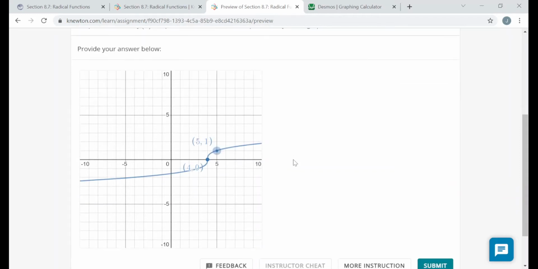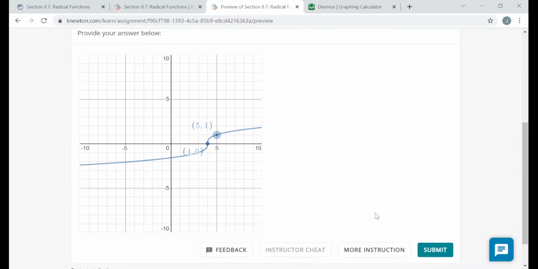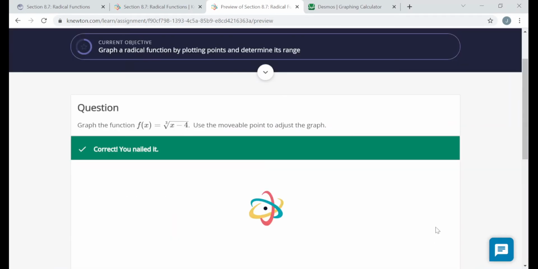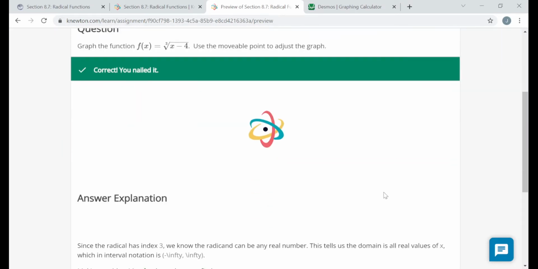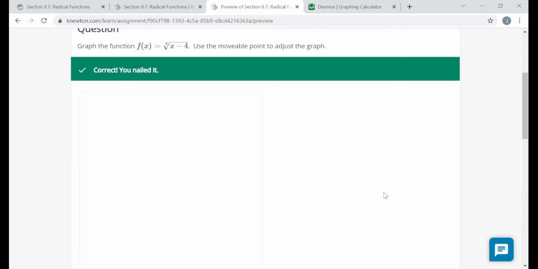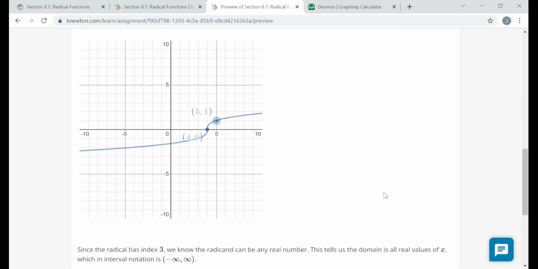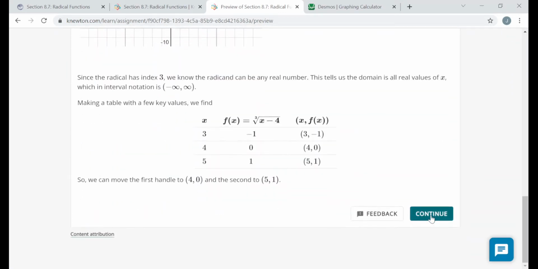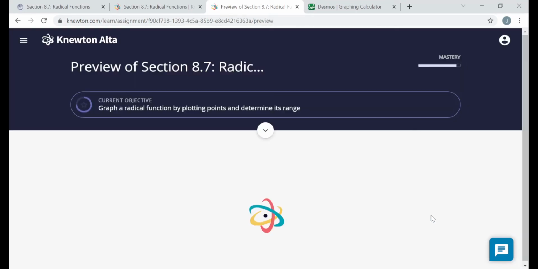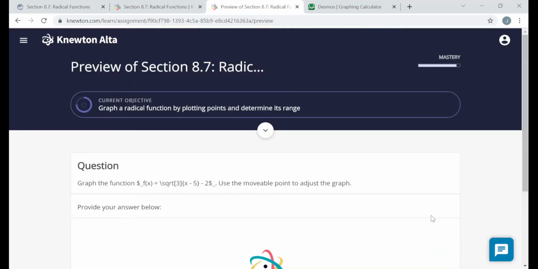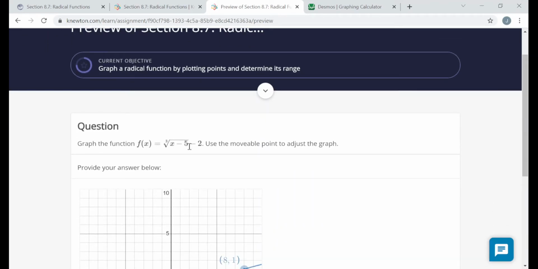That would be on this function. And then they draw the rest of the cube root curve in for us. Very simple. I'm hoping that's simple. All right, and then again, please read through your answer explanations. All right, and this should be the final question. Another cube root question. Now, you might come across square roots. Just be careful. All right, pay attention to the root.